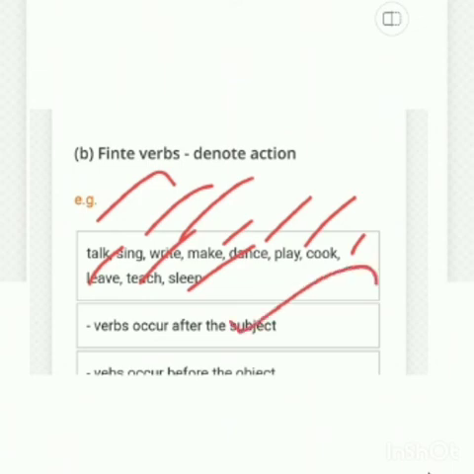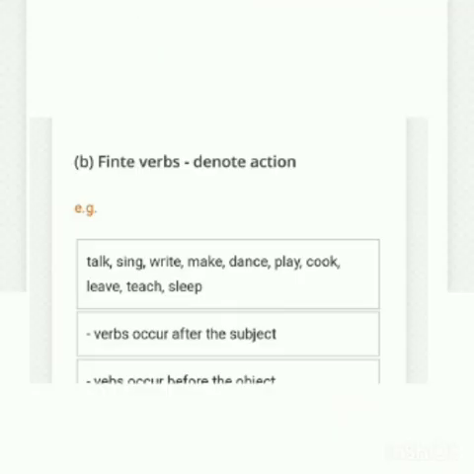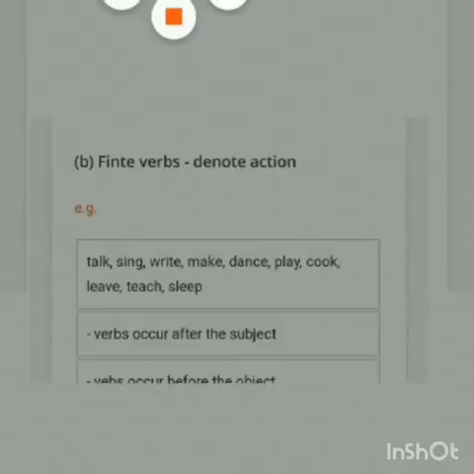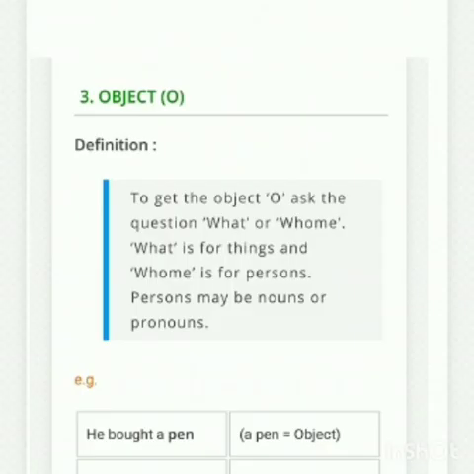Okay, verb occurs after the subject. Finite verb may come alone or it will come along with the auxiliary verbs. Next one is object.